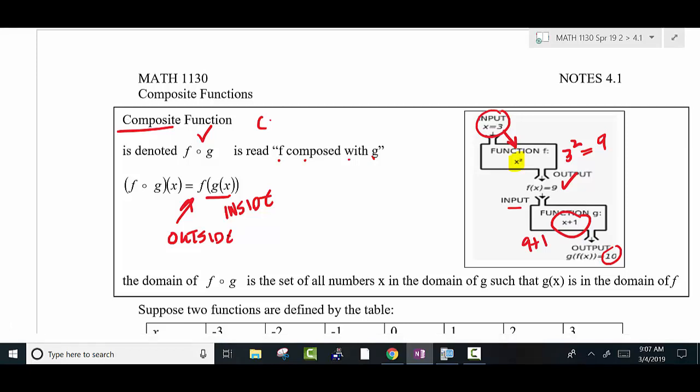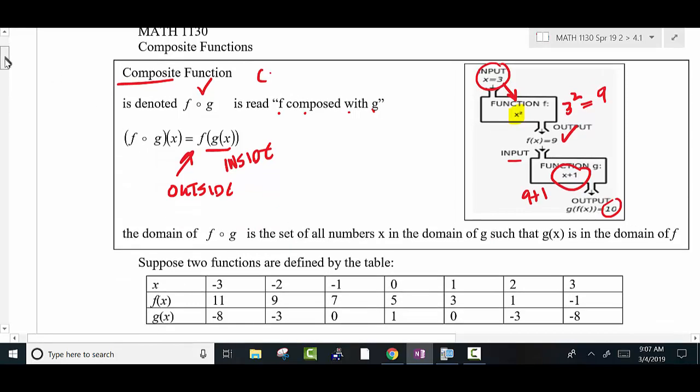I'm going to talk about what the domain of this is as we go, so that'll make a little bit better sense to you. So I'm not going to really talk about that statement right now. So let's go down to this table.